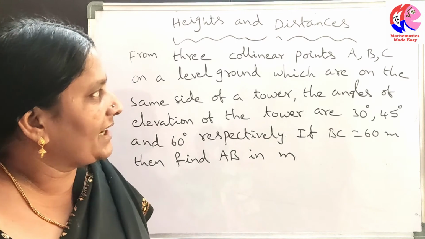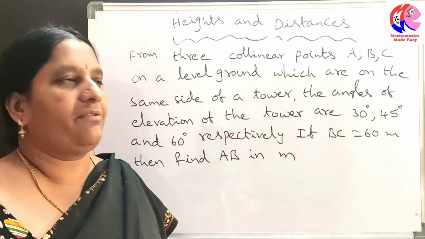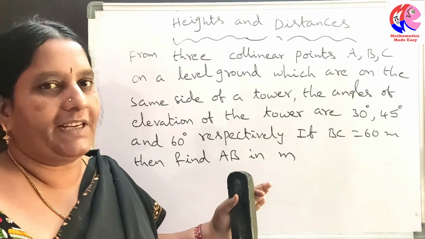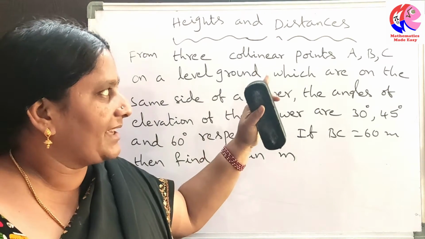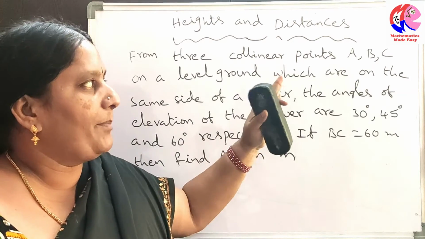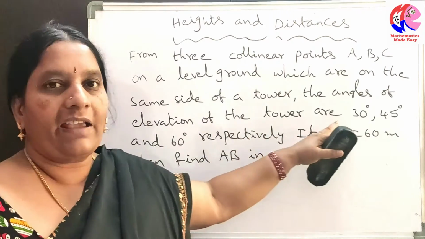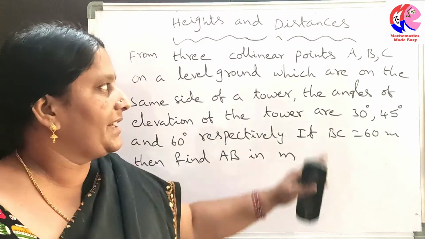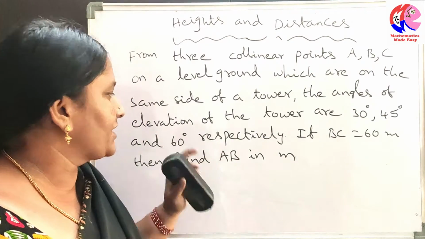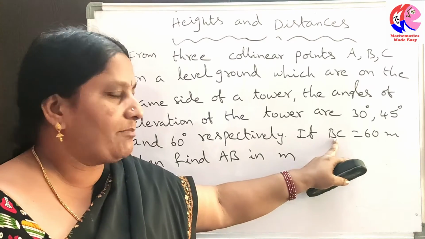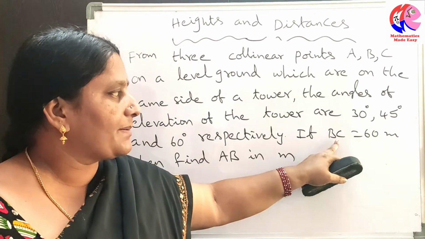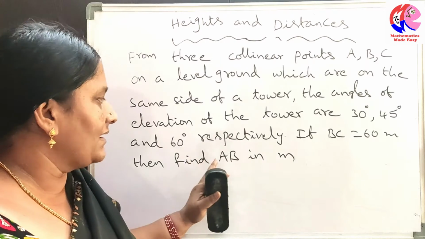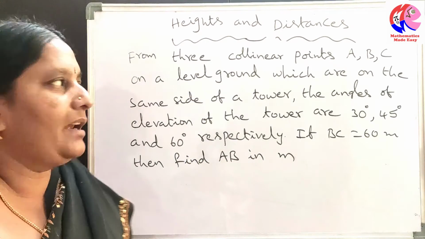So from the question we can understand that one vertical tower is given and at some distance from the bottom of the tower, three collinear points are there on the horizontal line A, B and C. From A, angle of elevation is 30 degrees. From B, angle of elevation is 45 degrees. From C, angle of elevation equal to 60 degrees. And at the same time, the distance between the 2 points B and C equal to 60 meter is given. Now we have to find the distance AB in meters.